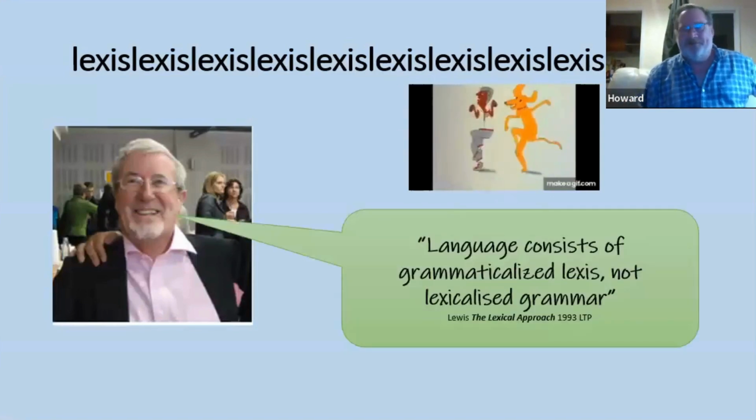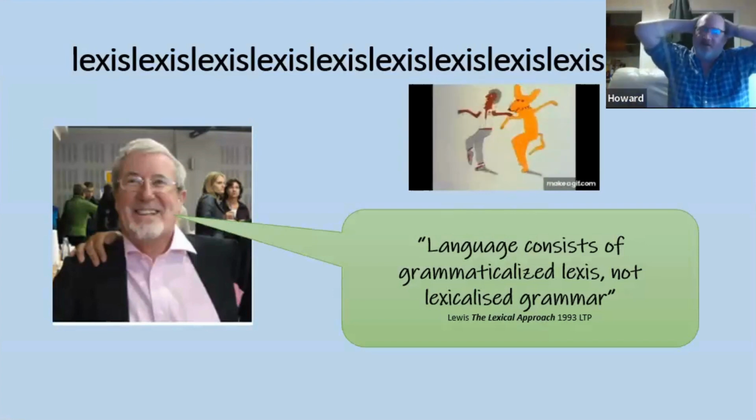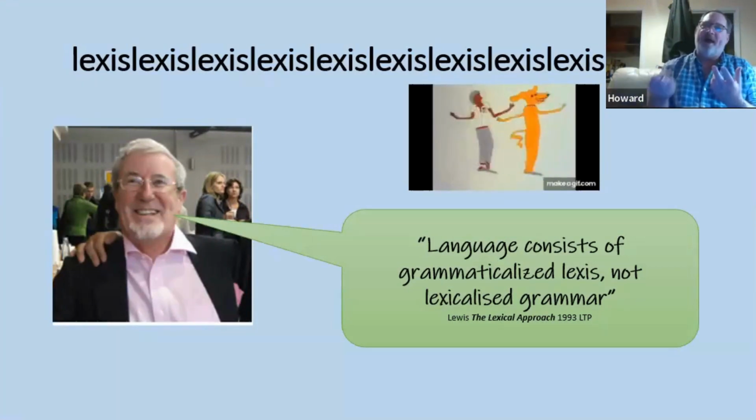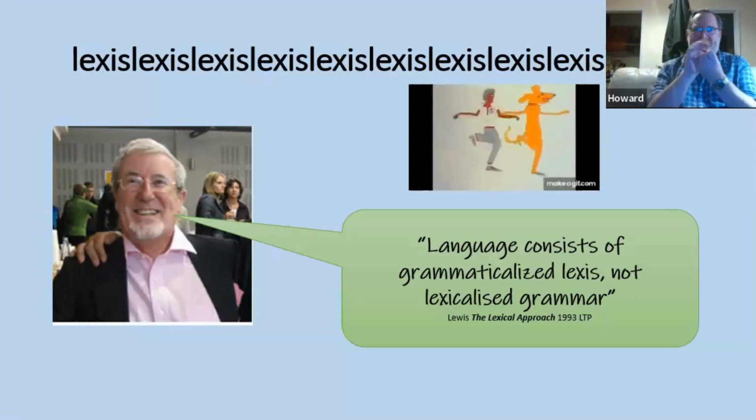Lewis, this is the one that everybody always writes in their Delta essays. Language consists of grammaticalized lexis, not lexicalized grammar. Which is to say that our other picture, this idea of language consisting of a framework of grammar, which is filled with lexical placeholder things that just go in the slots, is possibly not a terrifically accurate way of looking at it. And actually it's the way that grammar seeps out of lexis that organizes language.